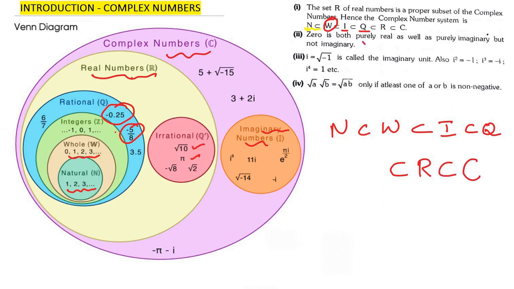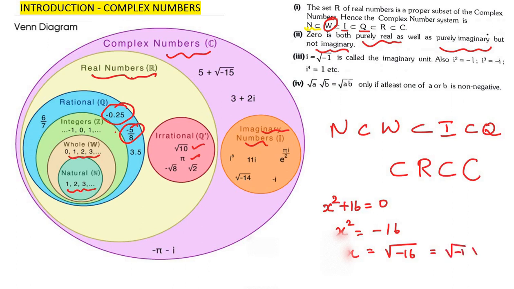So 0 is both purely real as well as purely imaginary, but not imaginary. What is this imaginary? Let us see. Here, for example, we take an equation x square plus 16 is equal to 0. Now x square is equal to minus 16 and x is equal to root of minus 16, which is equal to root of minus 1 into root of 16. This root of minus 1 is taken to be iota, and root of 16 is plus or minus 4. This root of minus 1 is taken as iota.